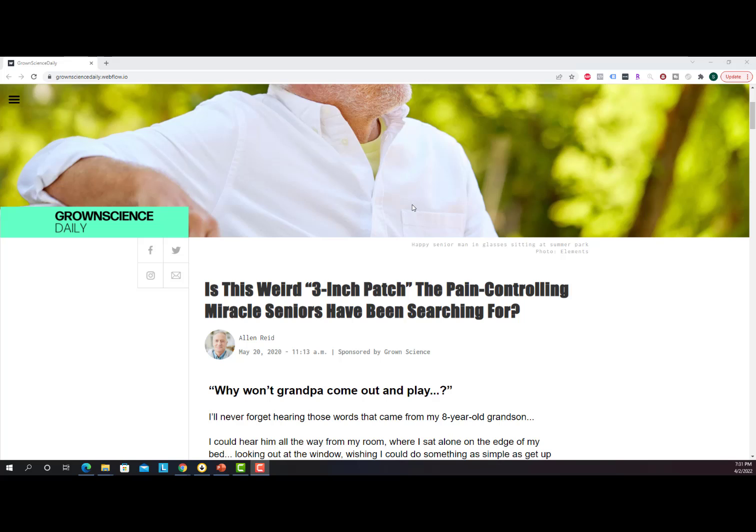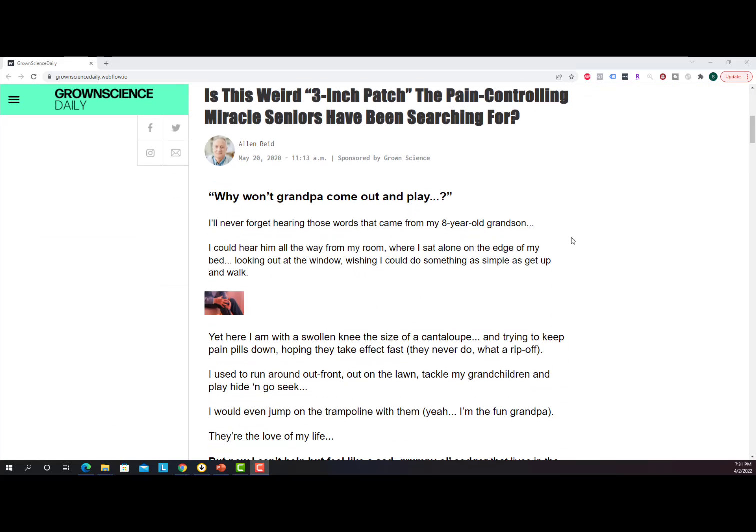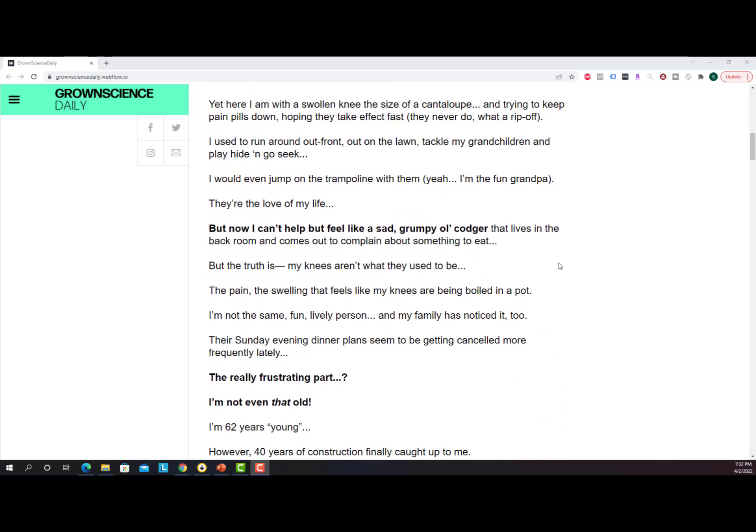Now, as I discussed in my story leads training, it starts right in the middle of the action. Why won't Grandpa come out and play? I'll never forget hearing those words that came from my 8-year-old grandson. And so it talks about this moment. It talks about the emotions related to the pain point, and then it jumps through. It really starts doing that punch to the gut test, where you're just going and hitting these emotions related to the pain.